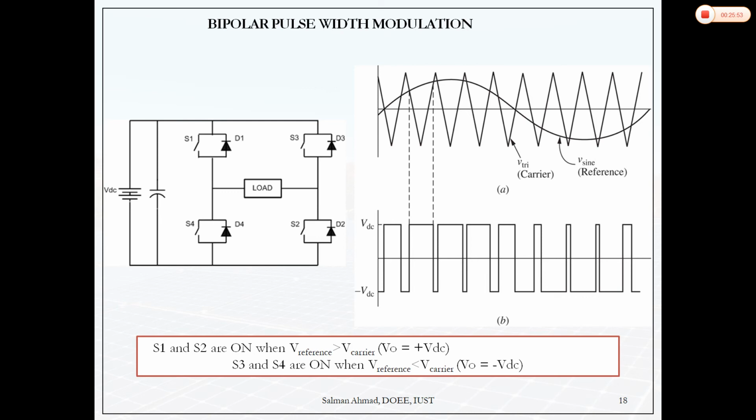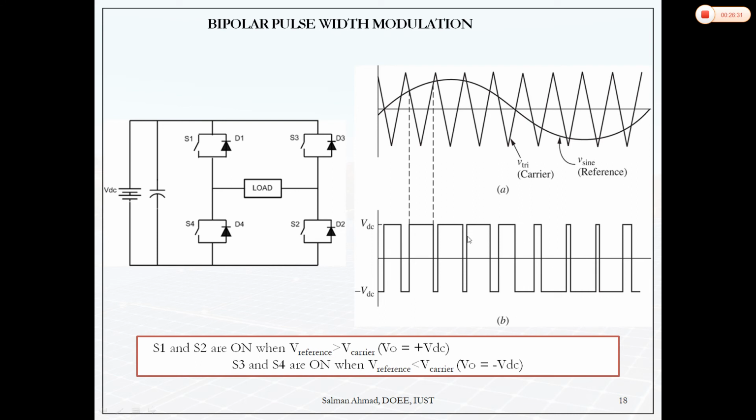So this is the bipolar waveform. We have one reference signal and one carrier signal. Whenever the reference signal is above the carrier signal, we generate plus VDC. Whenever it is lower than the carrier signal, we generate minus VDC. So here you can see from this point to this point, the reference signal is above the carrier signal and we will generate plus VDC. Now from this point to this point, the carrier is above the reference, so we will generate minus VDC. Following the same logic, we can generate the output waveform like this.